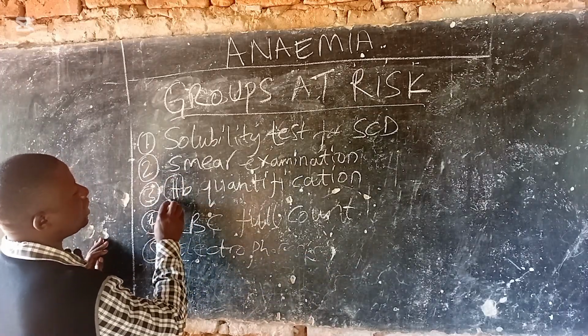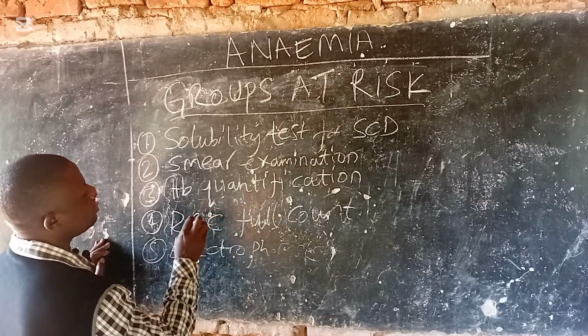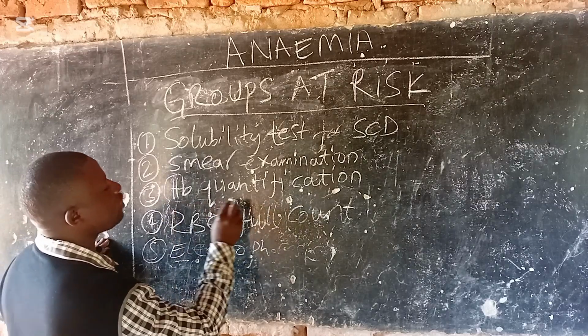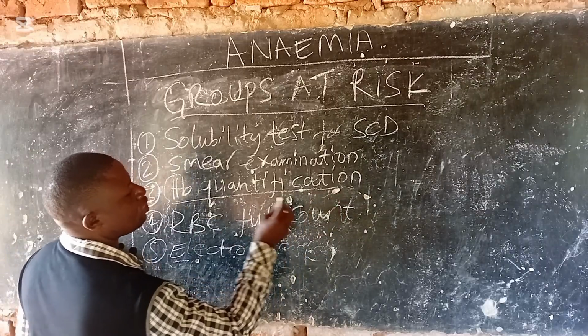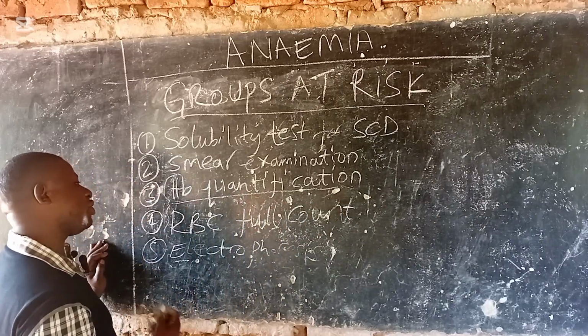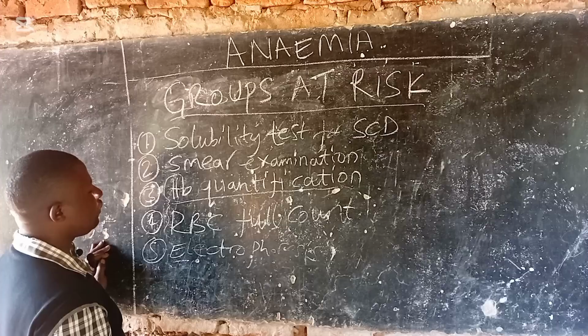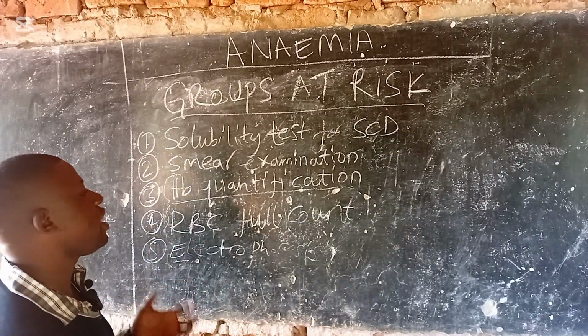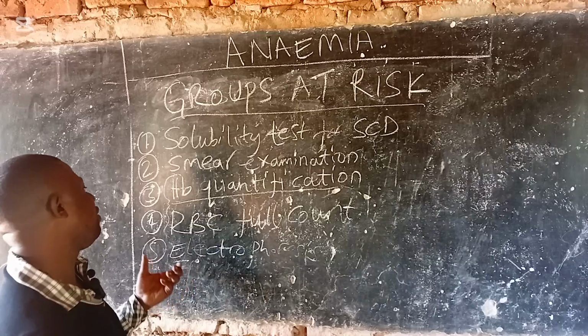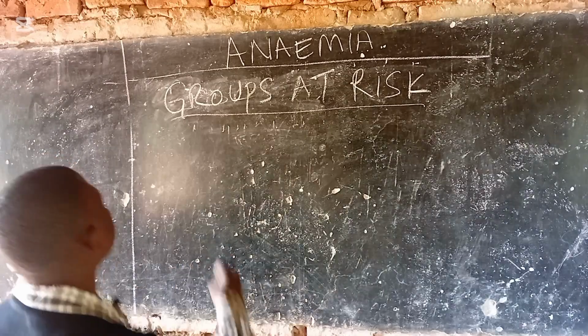But usually we do this hemoglobin quantification majorly here. We want to see how much hemoglobin you have. The lower the hemoglobin, the lower the red blood cells. The higher the hemoglobin, the higher the red blood cells, most likely.